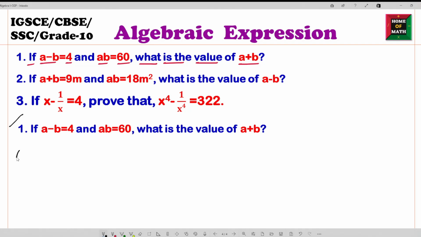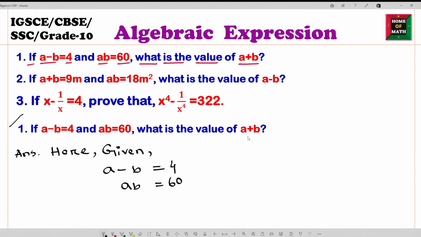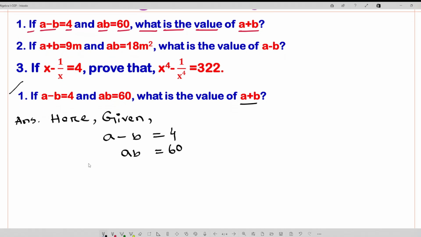Here given a minus b equals 4 and ab equals 60, and we have to find out the value of a plus b. Actually a plus b has no rule, but in identity we know a plus b whole square equals a minus b whole square plus 4ab.